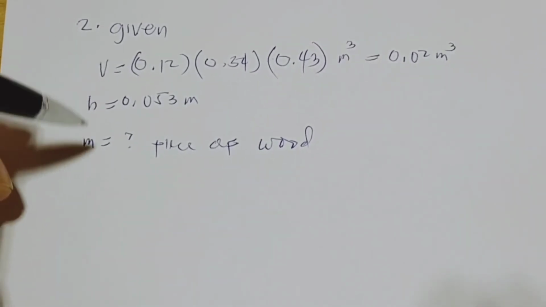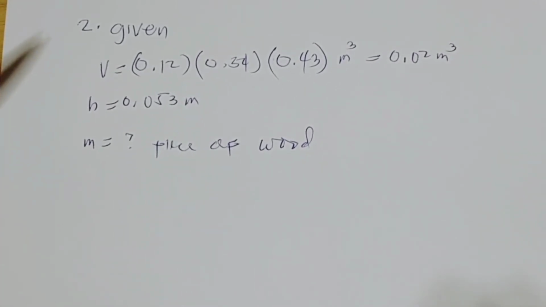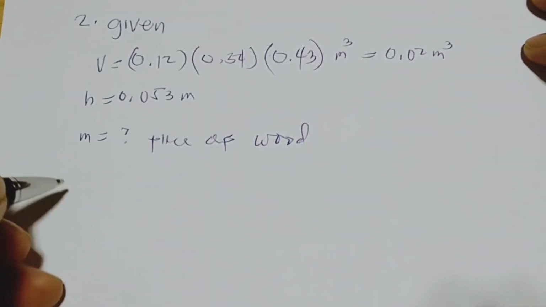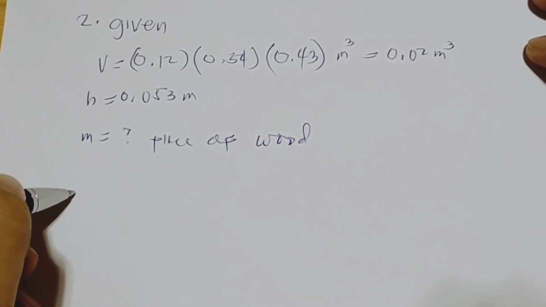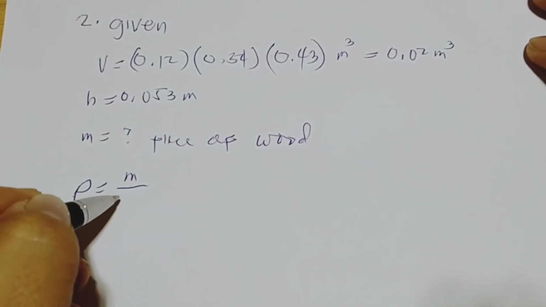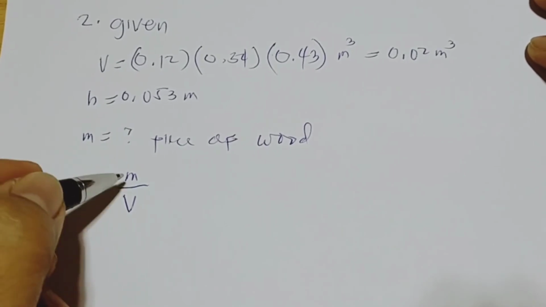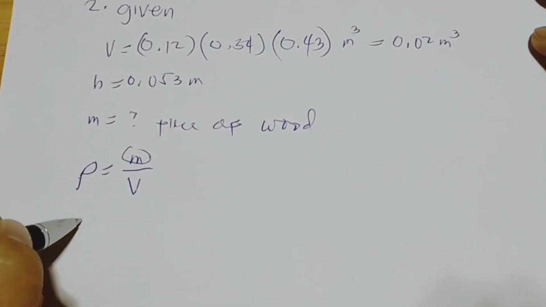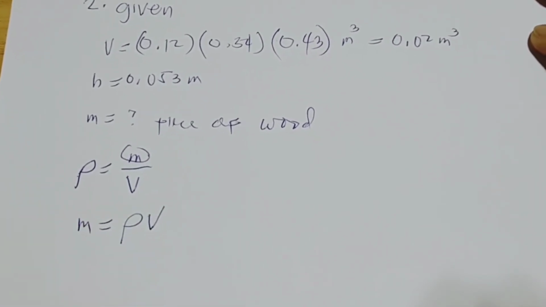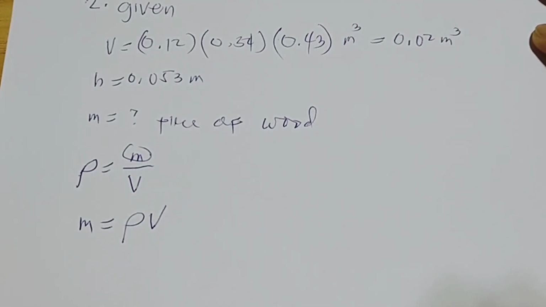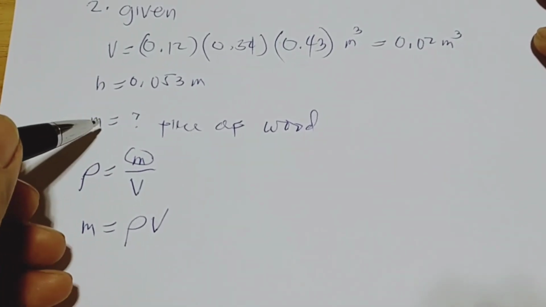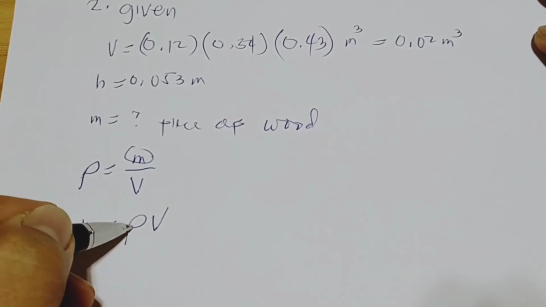Remember that the volume of the submerged object is equal to the displaced water. So therefore, in this problem, we will use the density formula. The density is mass per unit volume. Since we're looking for mass, therefore, mass is equal to density times volume. Okay? Now, for us to know the mass of the wood, we will use here the density of water.